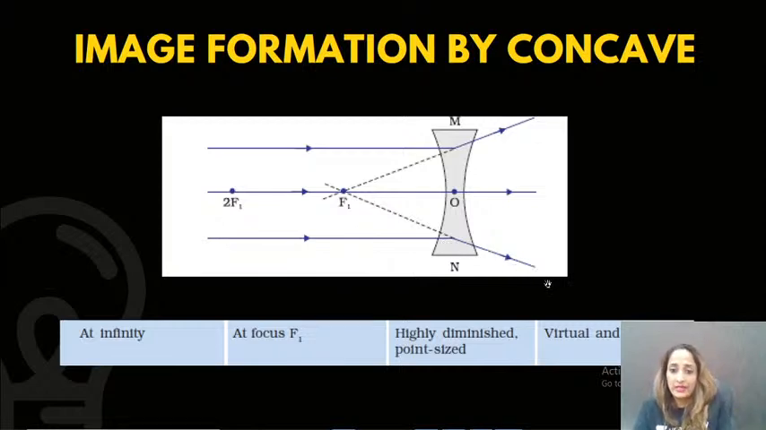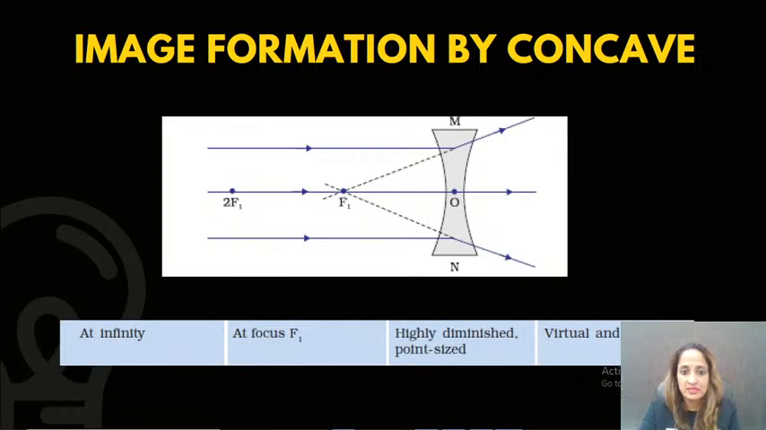But have you observed one thing here? The light ray which is passing through the optical center is not changing its path. So you have to remember this: when the light rays pass through the optical center, they are unaffected. They do not refract, they do not deviate, they just pass on straight along the principal axis.